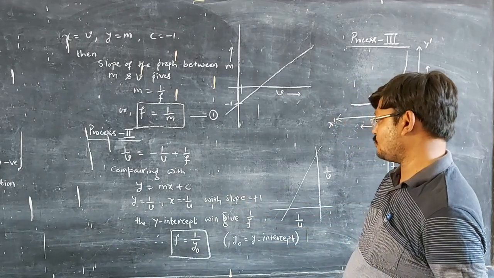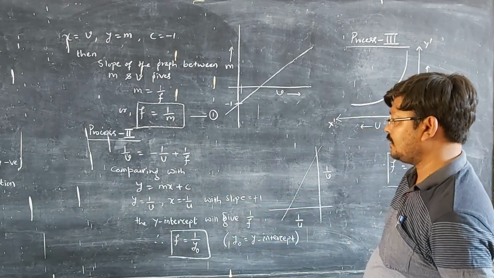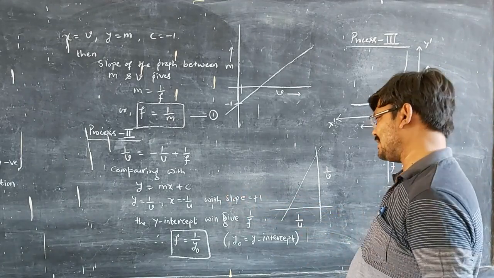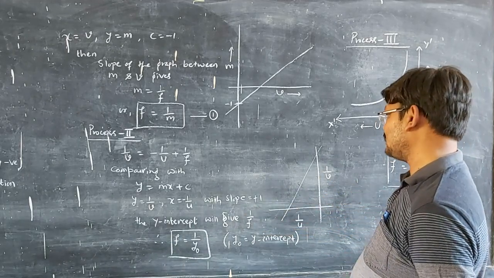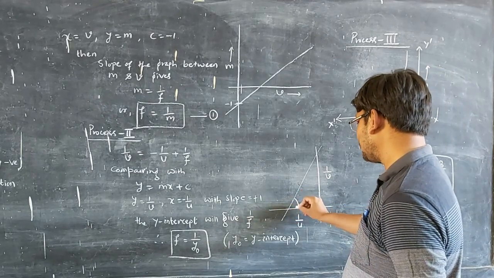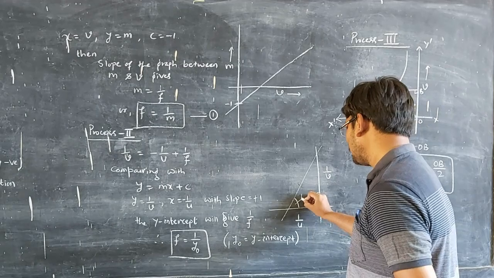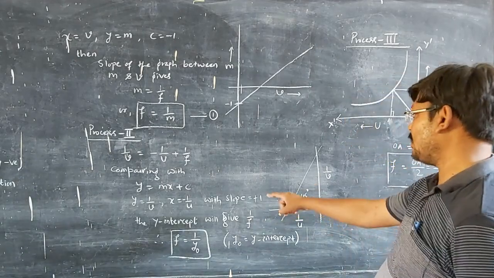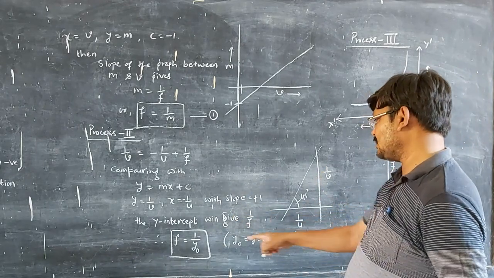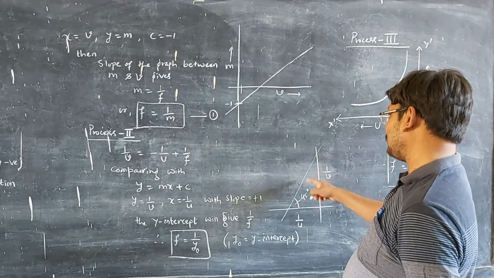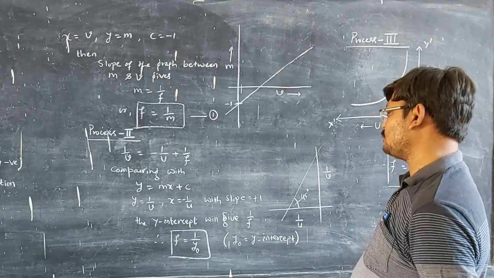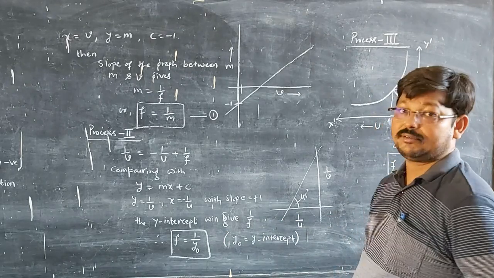Which slope is equal to plus 1. So here we are taking 1 by v in the y axis and 1 by u in the x axis, and we will get the graph somewhat like this. In that case, the angle is 45 degrees, so we are getting a slope of 1. Wherever the line of best fit intersects the y axis, we will get f equals 1 by y naught, that is the focal length.